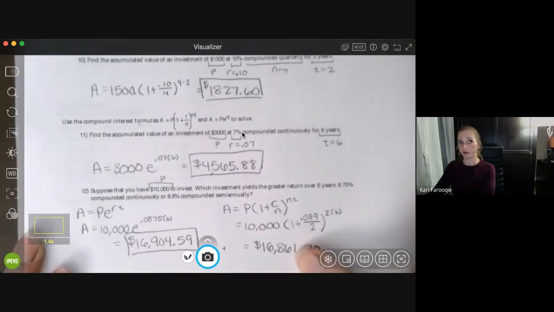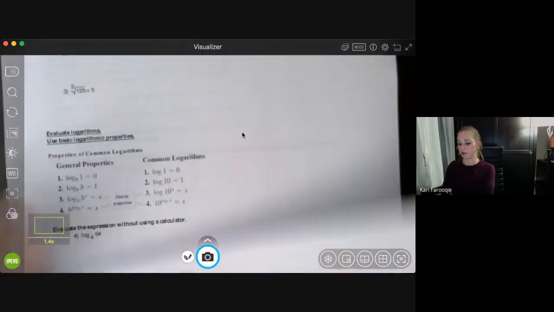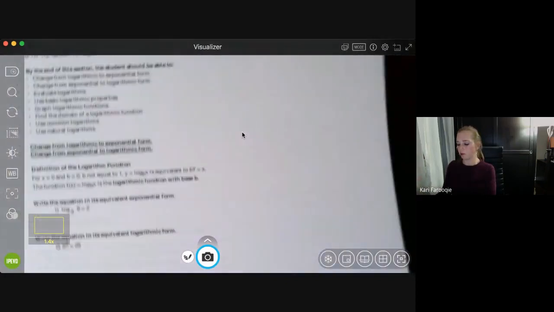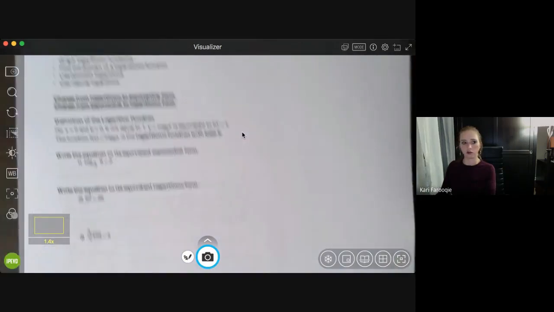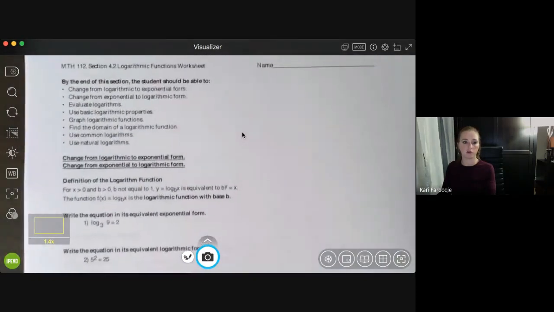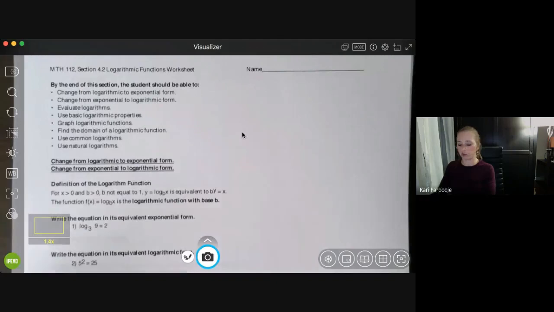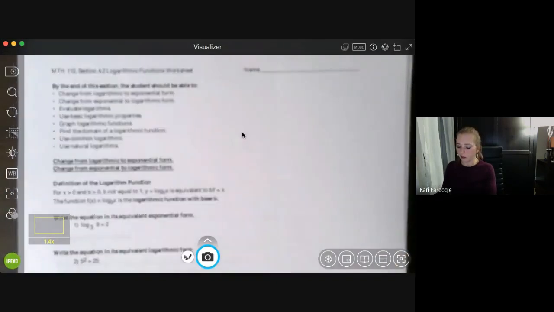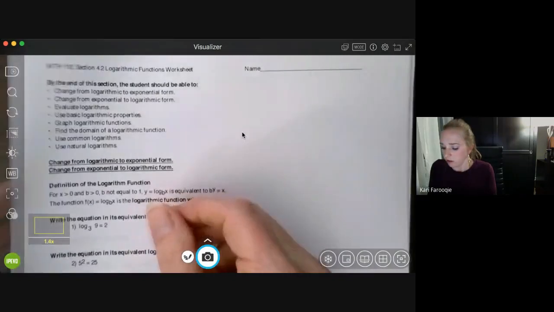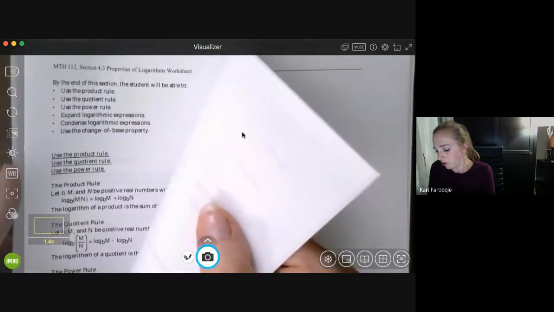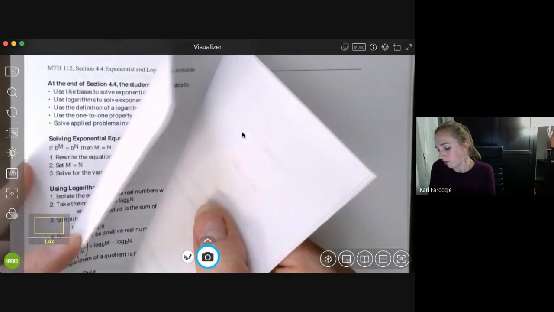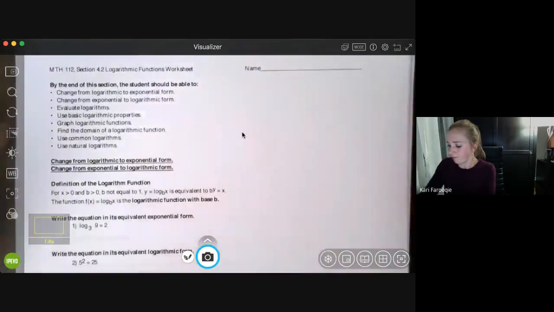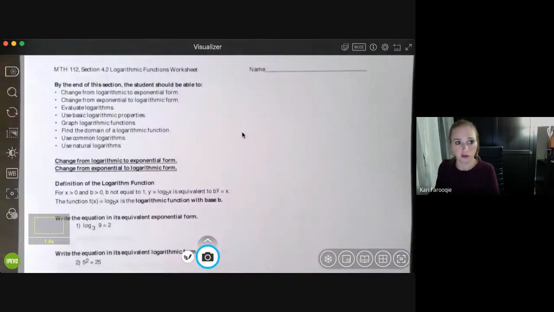Okay, that was 4.1. Let's talk about logarithms. We're going to spend much of the rest of our time in this chapter discussing logs and moving back and forth between logs and exponential functions. We're going to spend a lot of time working with these logs in 4.3. I'll introduce you to the logs in 4.2.